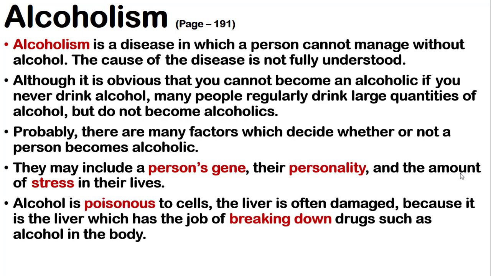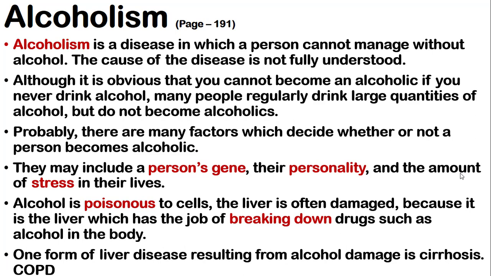Alcohol is poisonous to cells. The liver is often damaged because it is the liver which has the job of breaking down drugs such as alcohol in the body. And one more thing, one form of liver disease resulting from alcohol damage is cirrhosis. COPD, chronic obstructive pulmonary disease, is a long-term respiratory disease. Pulmonary is a term used for something related to your lungs. So alcohol badly damages your liver.